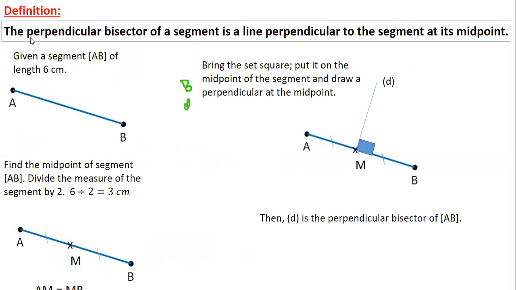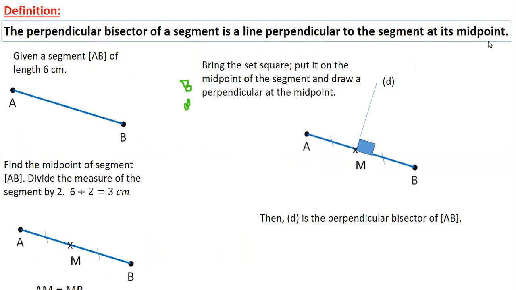Now let's define the perpendicular bisector of a segment. To draw the perpendicular bisector of a segment, it is a line, so we draw a line perpendicular to the segment at its midpoint. So here we should do two things in the perpendicular bisector of a segment. I will be having a segment. First, I should find the midpoint of the segment.